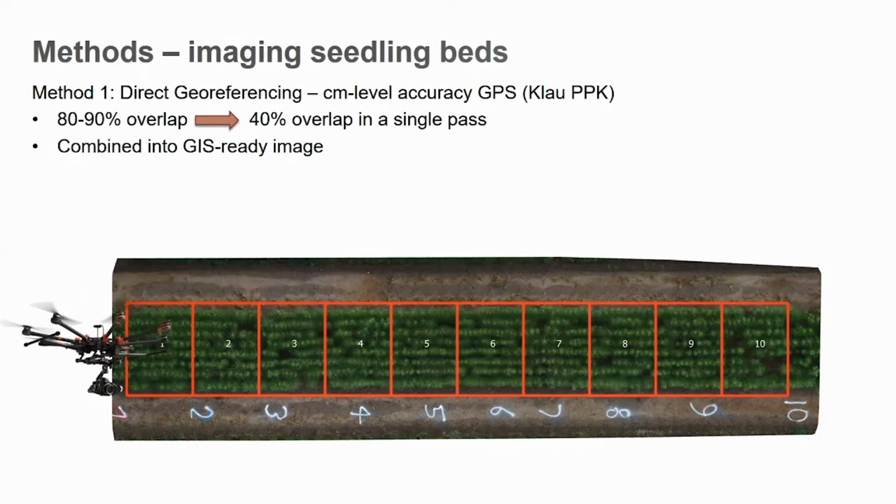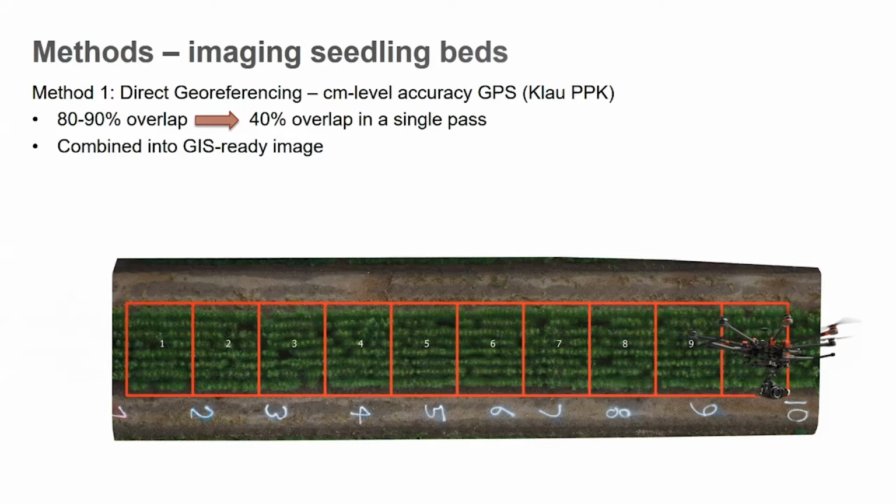Before we can count the seedlings, we have to tackle a much more fundamental task, which is how do we acquire imagery over these very long seedling beds that can contain tens of thousands of seedlings. The first method we trialed uses direct georeferencing. In this approach, we take our UAV and camera and we equip it with a high-precision GPS. Then what this allows us to do is fly the seedling bed in a single pass with overlap requirements reduced from 80 to 90% down to 40%.